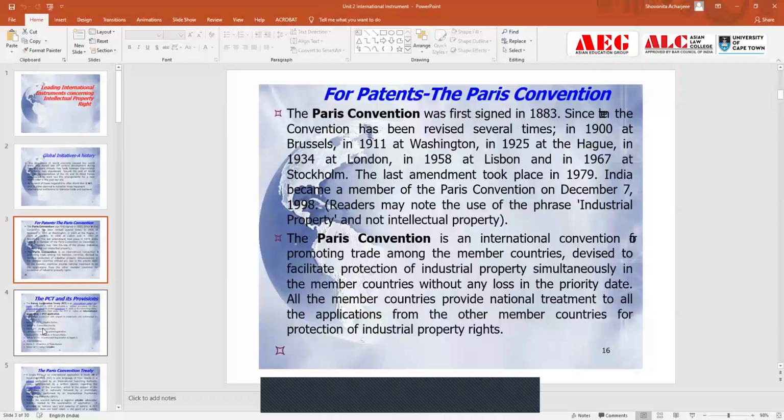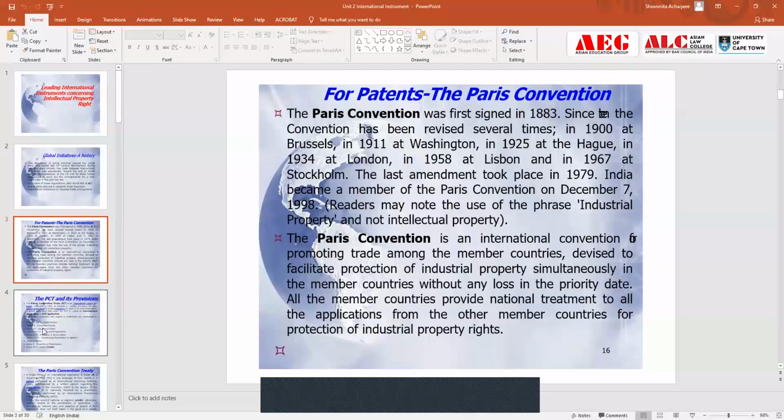To begin with, we'll start with the Paris Convention, which is included for patents. During the last century, before the existence of international conventions in the field of industrial property, it was difficult to obtain protection of industrial property rights in the various countries of the world because of the diversity in the law. The Paris Convention is one of the boons to IPR, which was first signed in 1883. Since then, the convention has been revised several times: 1900, 1911, 1925, 1958, 1979 as well, and 1998.